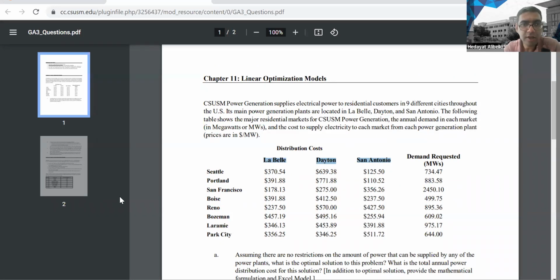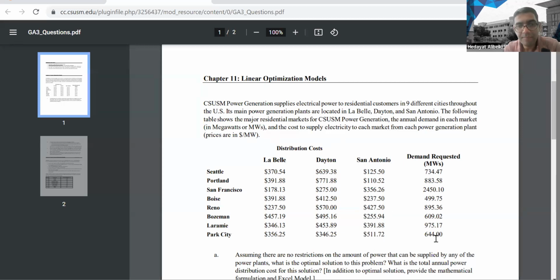Okay, so these 9, by the way, these are 8, sorry. These 8 cities are the demand centers, and then we have 3 supply centers, right? So the electricity can go from these 3 suppliers to these 8 customers. And then the following table shows the major residential markets for CSUS and power generation, the annual demand, and the cost to supply electricity to each market from each power generation plant. Prices are in dollar per megawatt, right?